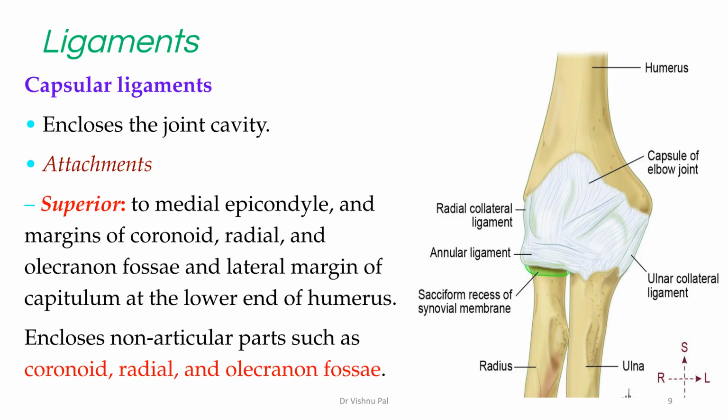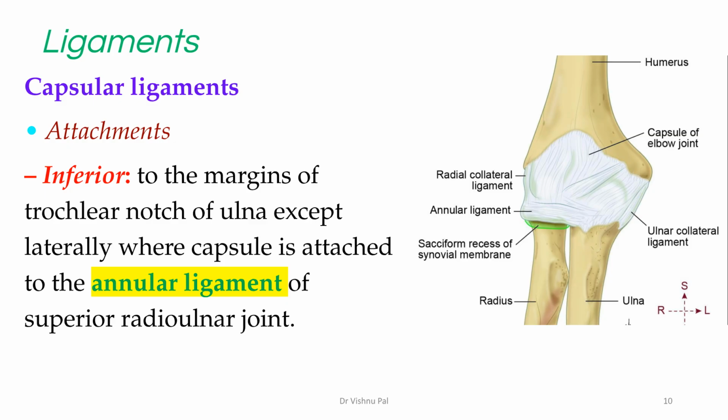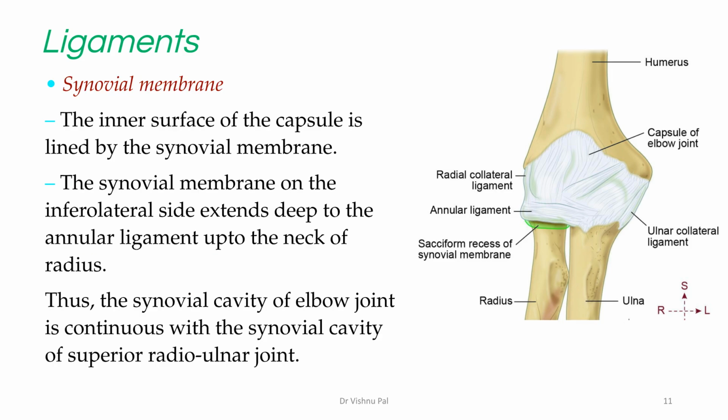Superiorly, they attach to the medial epicondyle and the margins of the coronoid, radial, and olecranon fossae, and the lateral margin of the capitulum. Inferiorly, the capsular ligaments attach to the margins of the trochlear notch of the ulna, except laterally, where the capsule connects to the annular ligament of the superior radial-ulnar joint. The synovial membrane lines the inner surface of the capsule and extends deep to the annular ligament, making the elbow joint's synovial cavity continuous with that of the superior radial-ulnar joint.